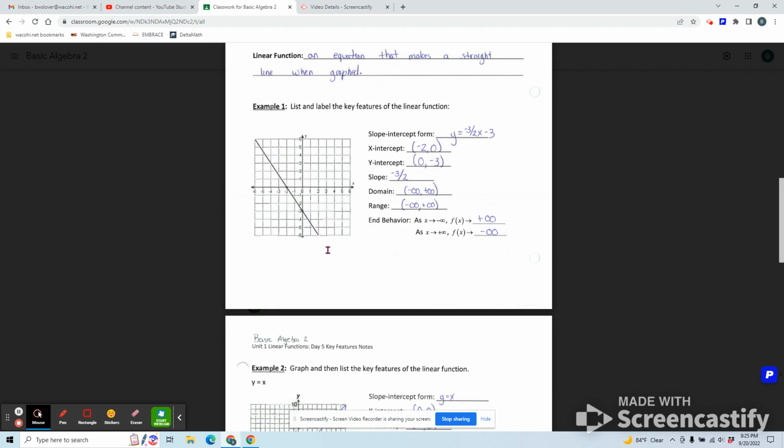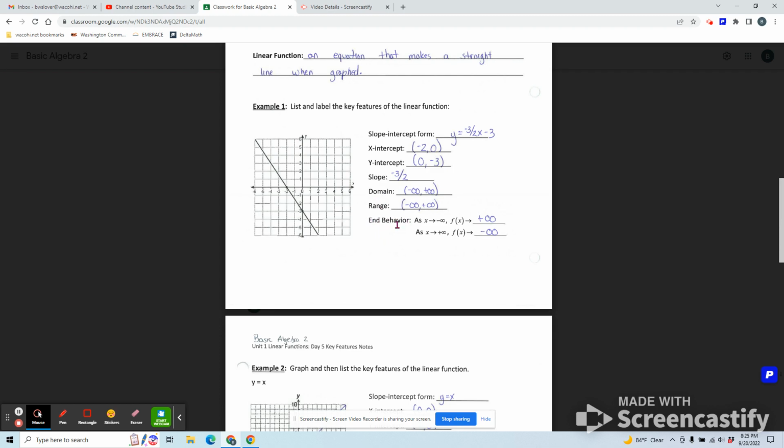Now, if you are in a different math class than the one I'm teaching, that may not necessarily be the case. Your domain could change or your range could change. It just depends on the information that you were given by your teacher. But for purposes of my class, your domain and range will always be the exact same.